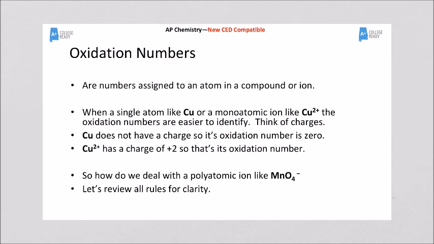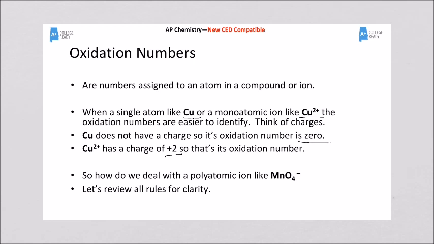Okay, I've already mentioned the term oxidation number, so let's go into a little bit more detail with that and make sure you understand what oxidation numbers are. These are really numbers assigned to an atom in a compound or an ion. And as we saw with our previous example, when we have just a single atom like copper, and that was its solid form, or when we see a copper 2 plus ion, their oxidation numbers are really easy to see. They're really just charges. Copper doesn't have a charge, so we already said that was 0. And copper 2 plus, its oxidation number is that charge, plus 2.